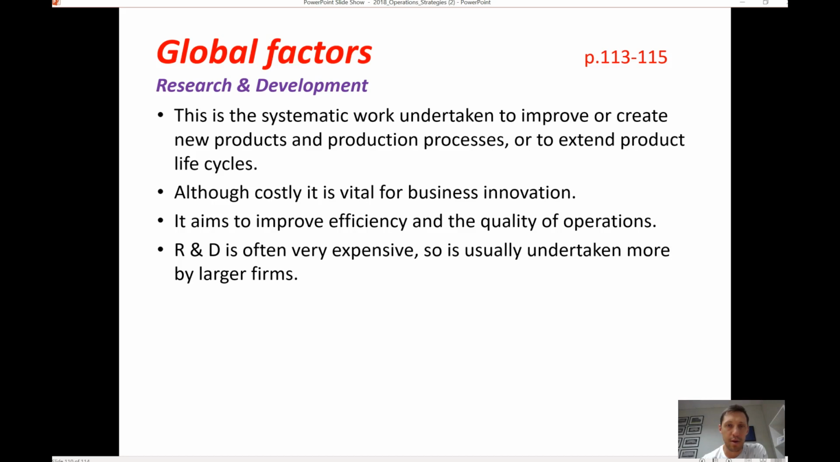So generally R&D, however, at that level is generally only done by the really large businesses because of the significant costs. But ultimately it's about improving efficiency, the quality of the operations process, and the product offering. And ultimately, again, that's about trying to improve the business profitability, i.e. to achieve the business's objectives.